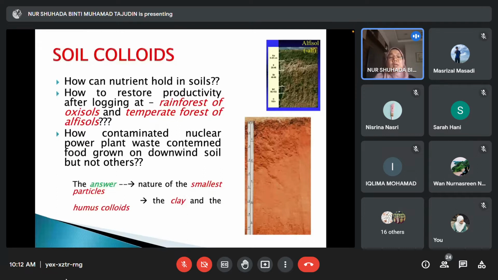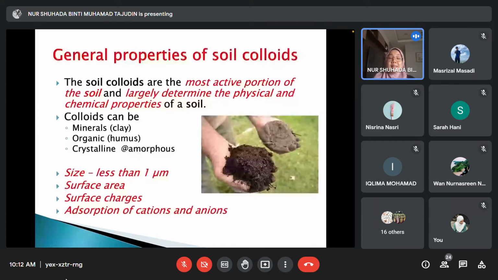So what is soil colloid? Soil colloids are the most active portions, meaning the most fertile, that make the soil alive and able to sustain life. They are the most active portions of the soil and largely determined by the physical properties of the soil, meaning that from its characteristic, it has a very small particle.